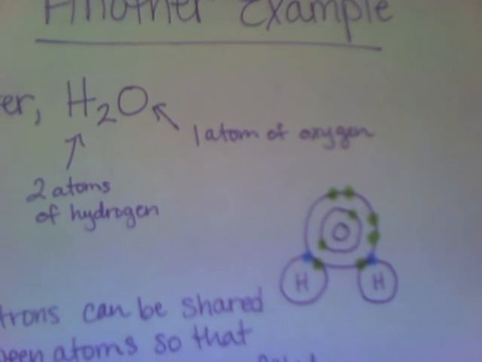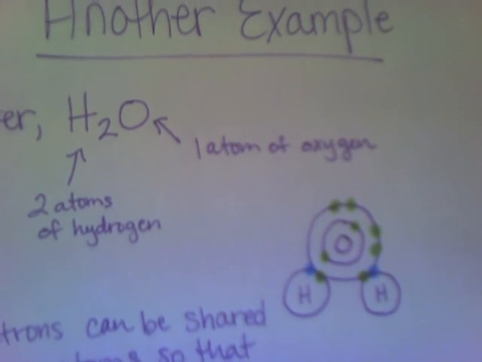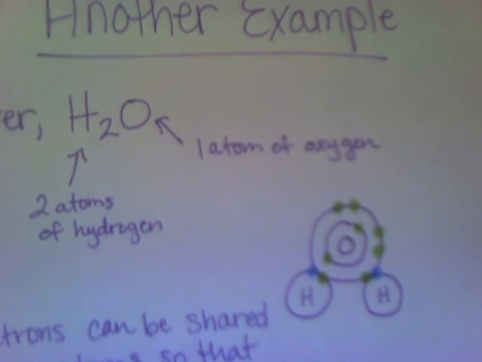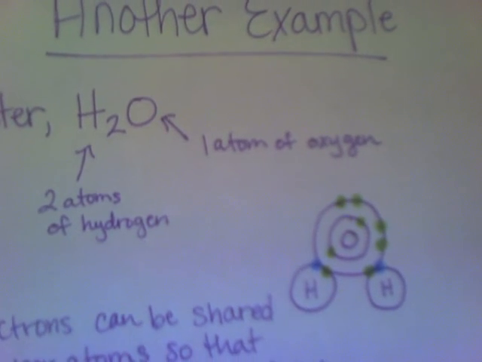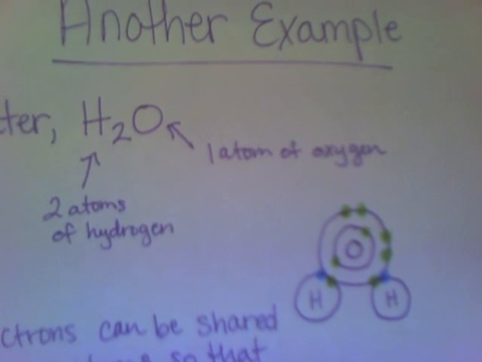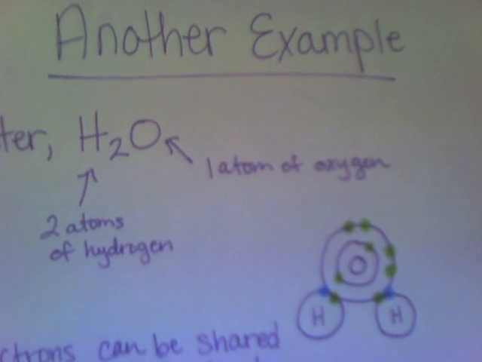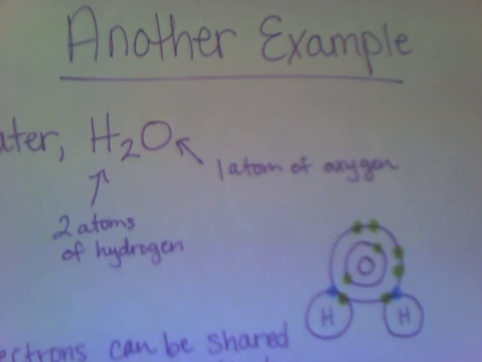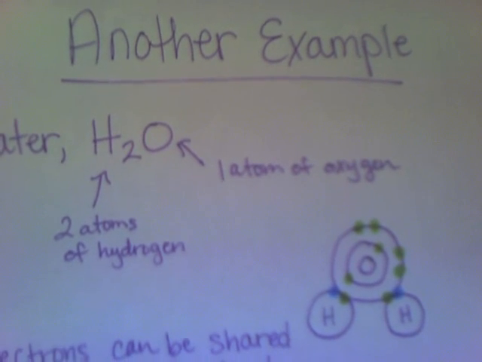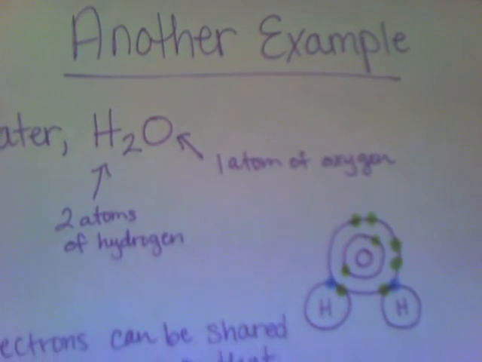You can see in this particular illustration that each hydrogen's outer shell looks full with 2, because the first energy level can only have 2 valence electrons. And if you count, you'll see that oxygen also appears to have 8 valence electrons. That's because hydrogen and oxygen are sharing pairs of electrons, so it makes their outer shells feel like they're full.